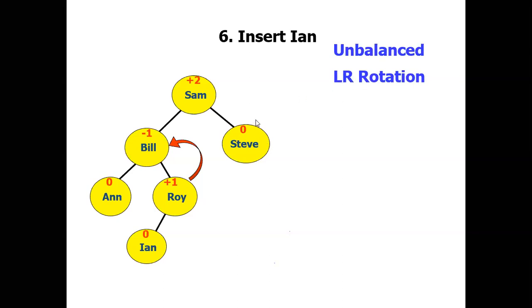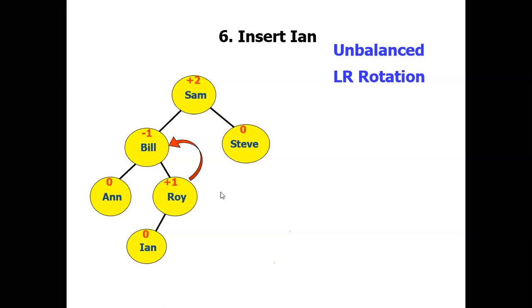And I'll remind you that we said that in terms of left-right rotation or right-left rotation, the grandchild node can simply replace the unbalanced node. And what is the grandchild node for this case? In this case, the grandchild node is Roy. So we can quickly replace Sam with Roy and move Sam to the right.